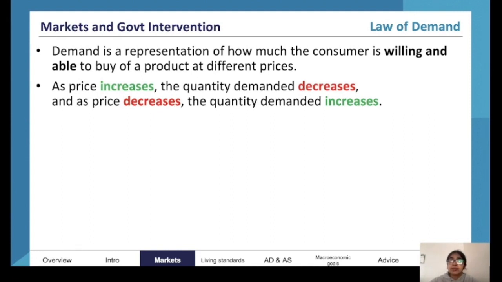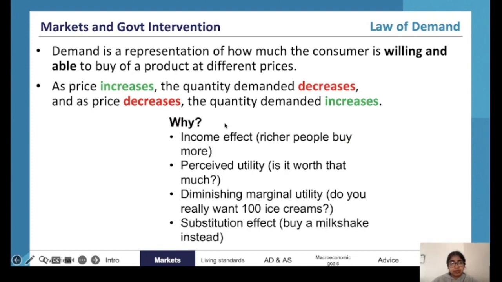So if something is being more expensive, you're going to be less willing to buy it. And as something becomes cheaper, you're going to be more willing to buy it. And that applies to pretty much everyone. And why does that happen? Well, there's quite a few effects. So first is the income effect. So as your price increases, people aren't able to afford it as much. So that's the income effect. So only the rich people would buy it as the price becomes too high.